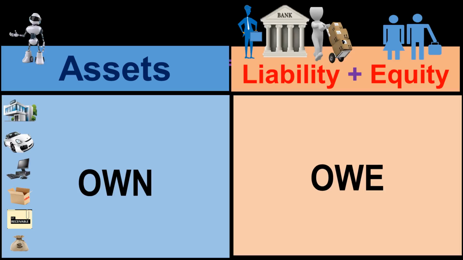Now all of these things that the business owns may be as a result of receiving a loan from an investor, a loan from the bank, or goods from the supplier. And whenever the business has to pay the supplier for goods at a later date, it's called accounts payable, right?